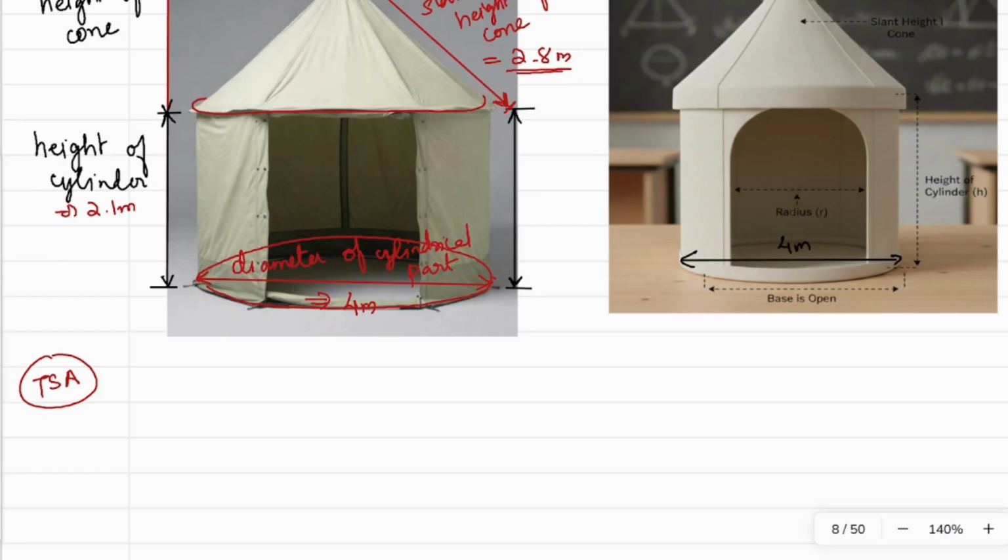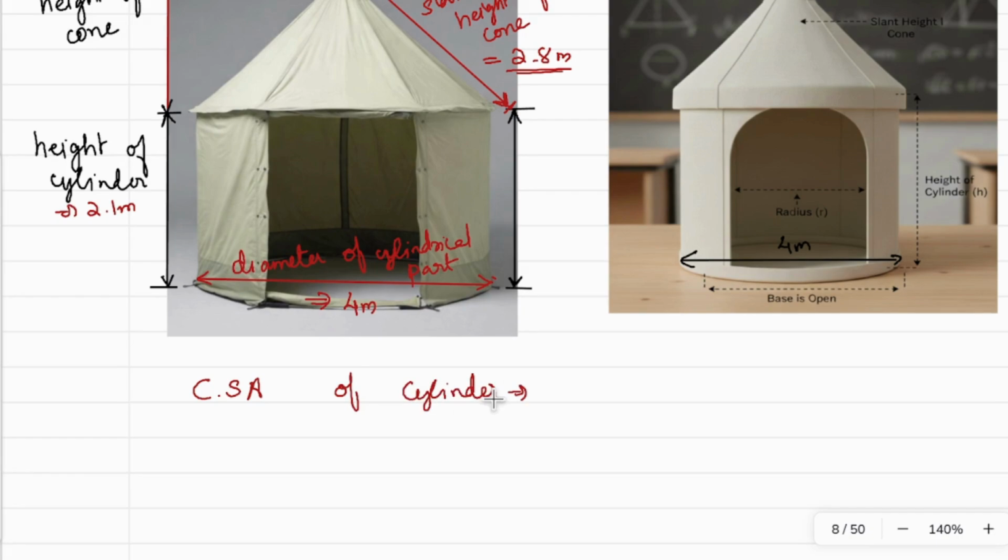Therefore, this region is also hollow, and we are not taking that region because we are not covering the base part. So there is no need to find the area of the base circle. We just need to find the CSA of the cylinder. No need to find the TSA here. So first, what we have to find? We have to find the CSA of the cylinder.